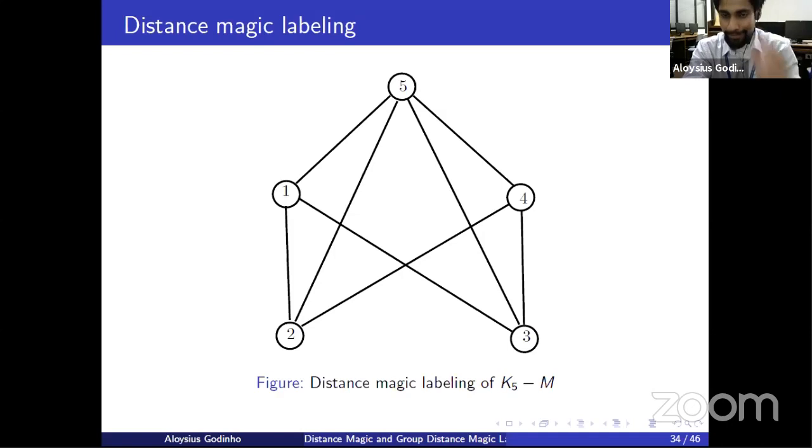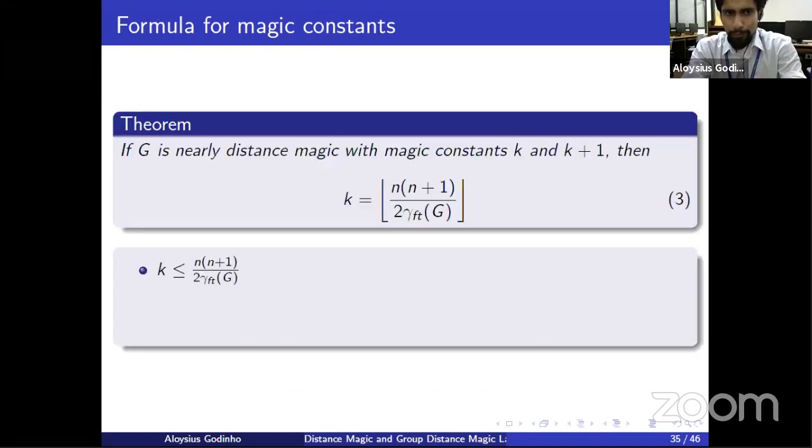So what we have shown is that if you allow the graph to have two constants, k1 and k2, then the constants k1 and k2 are given by this formula: the magic constant k is the floor function of n times n plus 1 by 2 times the fractional domination number of G. So if you allow for two constants, then the magic constant k will be a floor function of the usual magic formula.